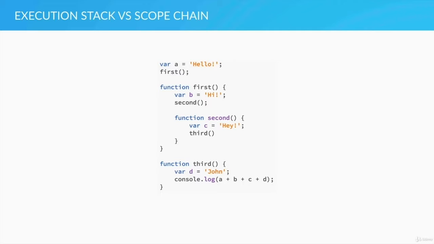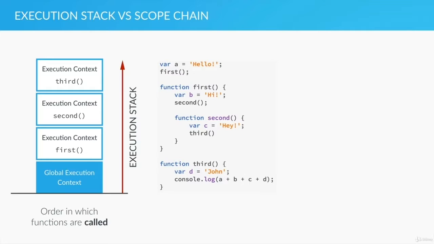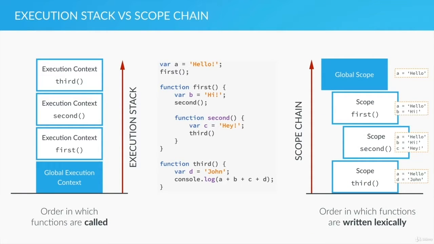So here we see another simple code example. And we already know how the execution stack works, right? So the first function gets called, which then calls the second function, which in turn calls the third function. And for each of these calls, a new execution context is put on top of the execution stack. Now, for the scope chain, things are a bit different. We see that the global scope contains the a variable, as well as the first and third functions. Then the scope of the first function contains the second function. And this is how I like to represent it.